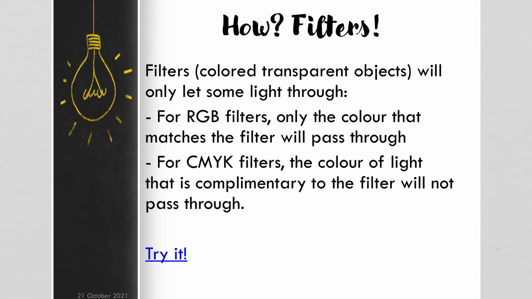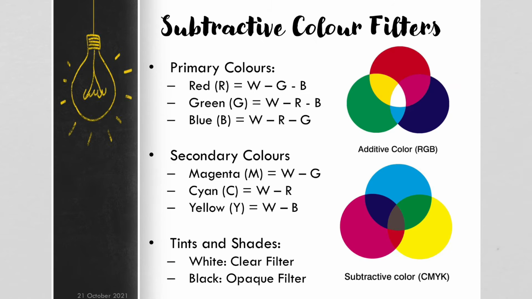We do that using filters or colored transparent objects, so they only let some light through. For RGB filters, only the color that matches the filter will pass through. For CMYK filters, so that's using cyan, magenta, yellow, and black, the color of light that is complementary to the filter will not pass through. There's a PhET animation where you can try that on color filters. So here's how it works.